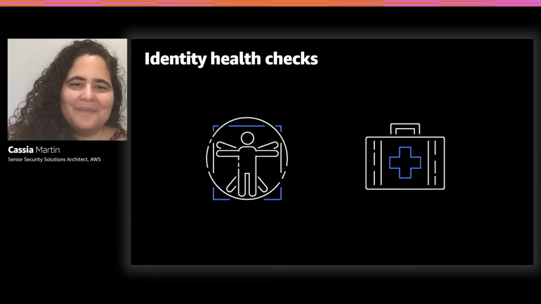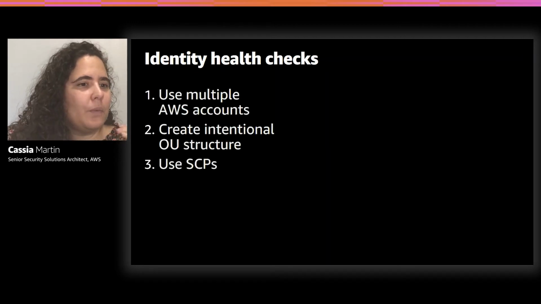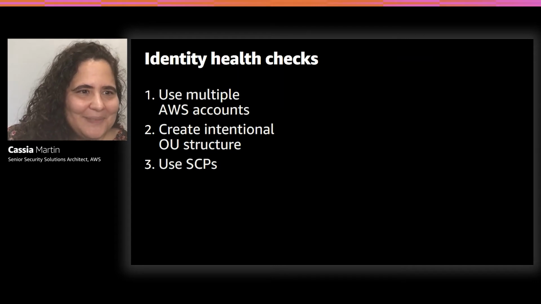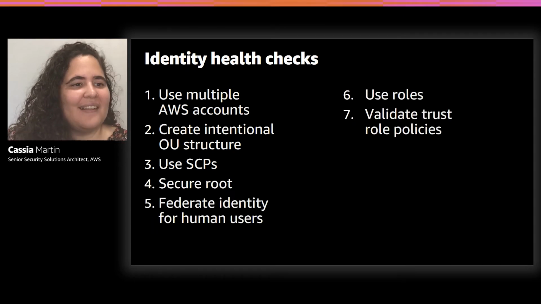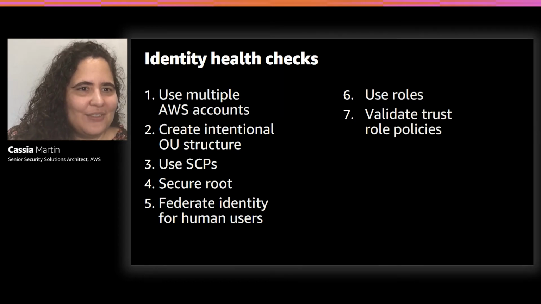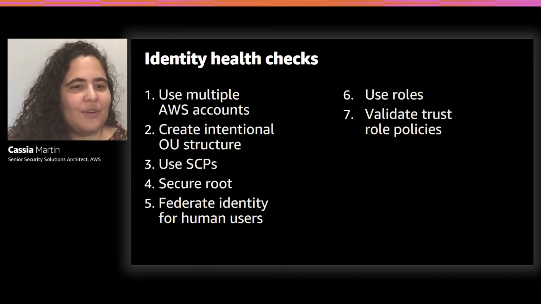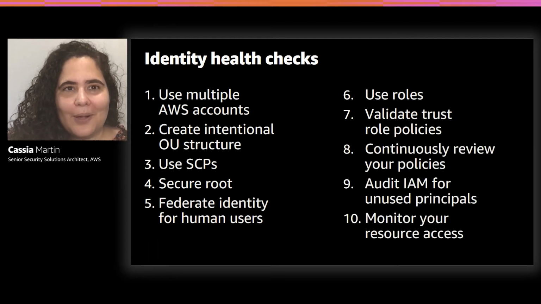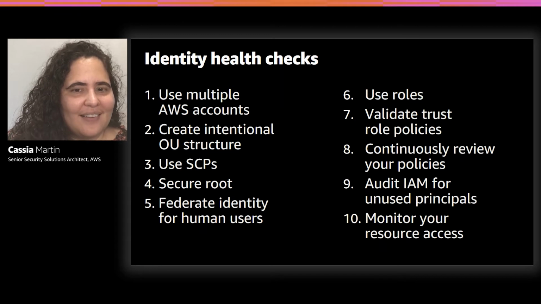With no further ado, here's the list. Number 1, use multiple AWS accounts. Number 2, create an intentional OU structure. 3, use SCPs. 4, secure root. 5, federate identity for human users. 6, use roles. 7, validate your trust role policies. 8, continuously review your policies. 9, audit IAM for unused principals. And 10, monitor your resource access.